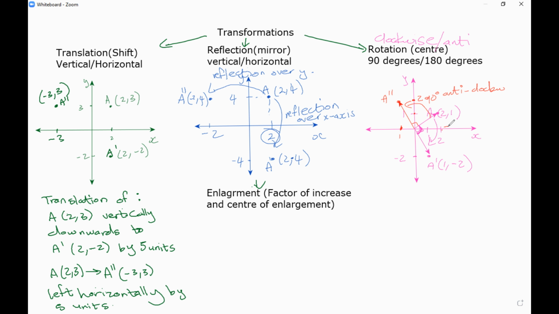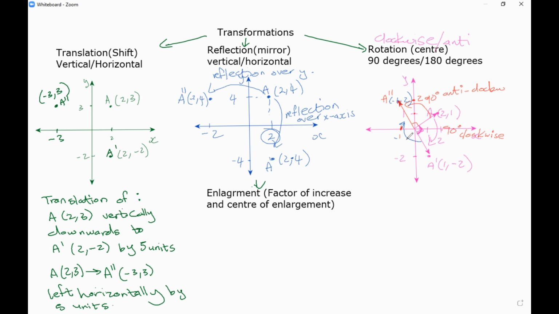And this one is going 90 degrees clockwise. Now what happens if I go from A dash all the way to A double dash? If I go all the way that way, what does that look like? By the way, this coordinate over here, which I haven't stated, is -1, because that's negative A, and 2.